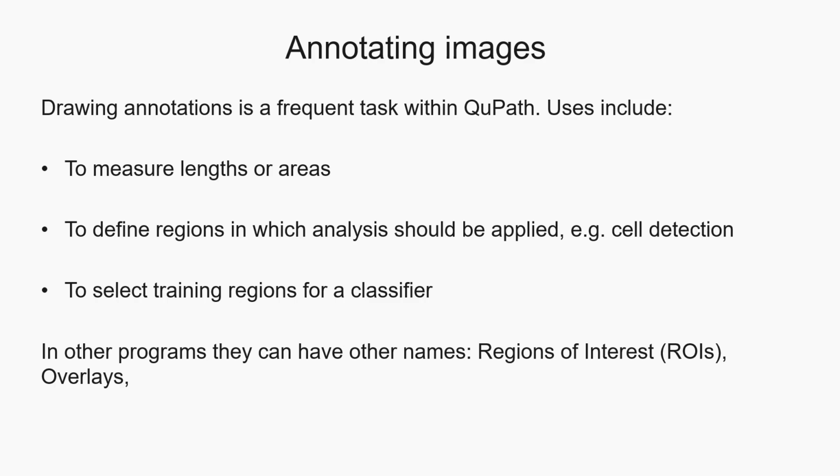A third application is creating training data for machine learning or classification workflows. By manually identifying representative regions, we can teach algorithms what different tissue types or structures to look for. You may encounter similar concepts in other software packages under names such as regions of interest or ROIs, overlays, or segmentation regions. Although the terminology varies, the underlying idea is usually the same: defining specific areas within an image for visualization, measurement, or analysis.